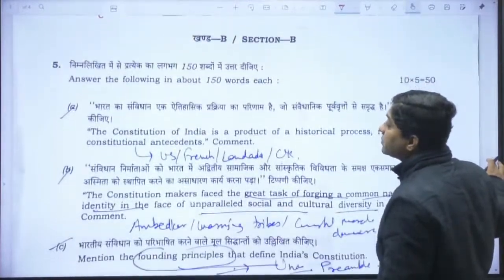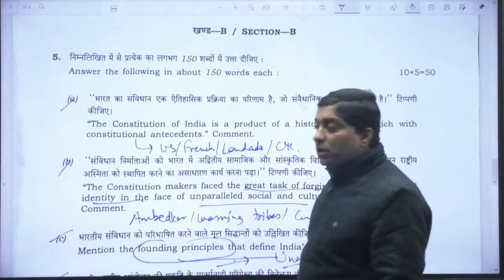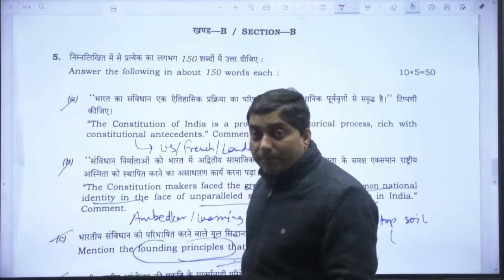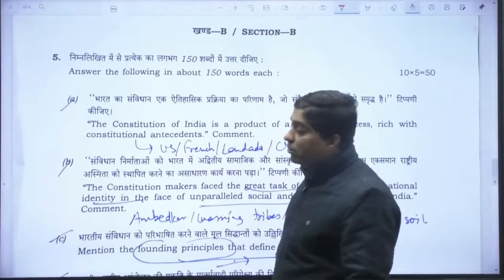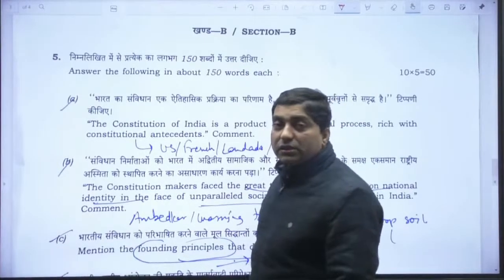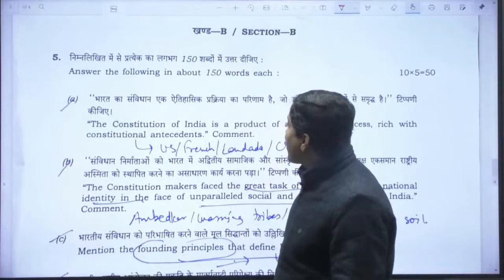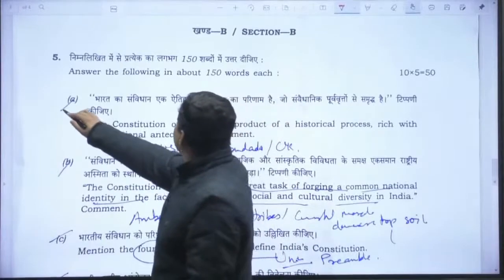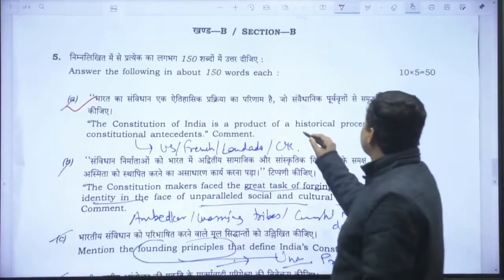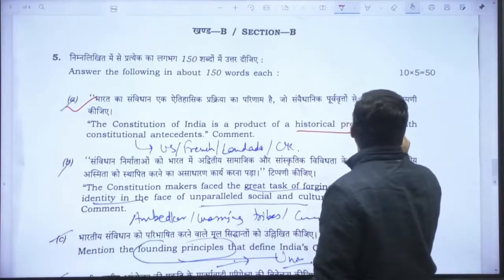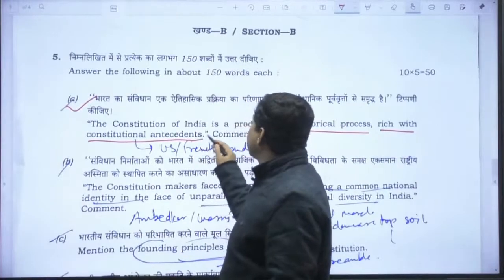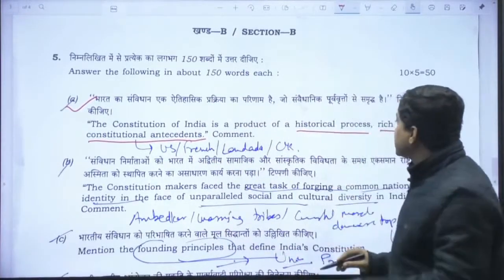Now the next question, I'll move to section B. In section B, we have question number 5, which is compulsory, which is mandatory to do. And in the 5th question, there are 5 sub-questions. The first question is, the Constitution of India is a product of historical process, rich with constitutional antecedents. This is a very simple question.